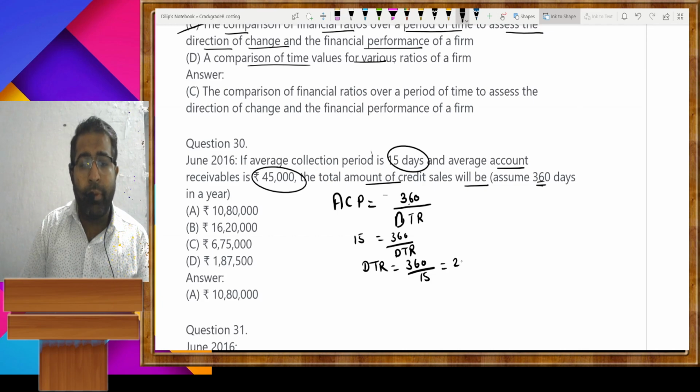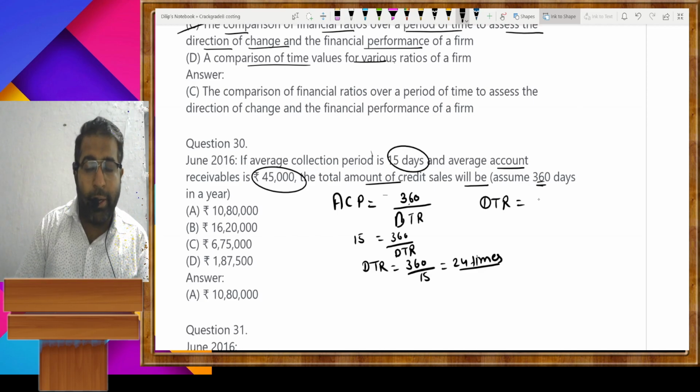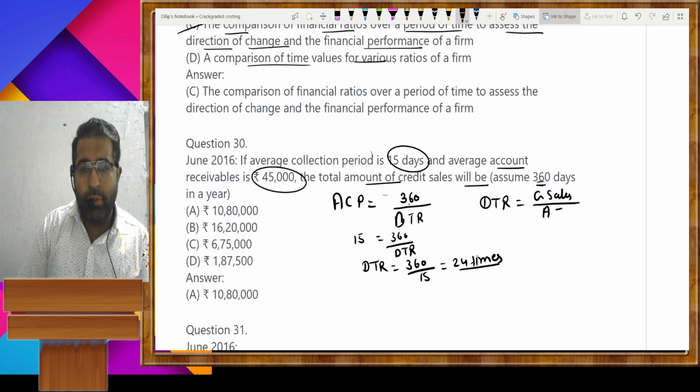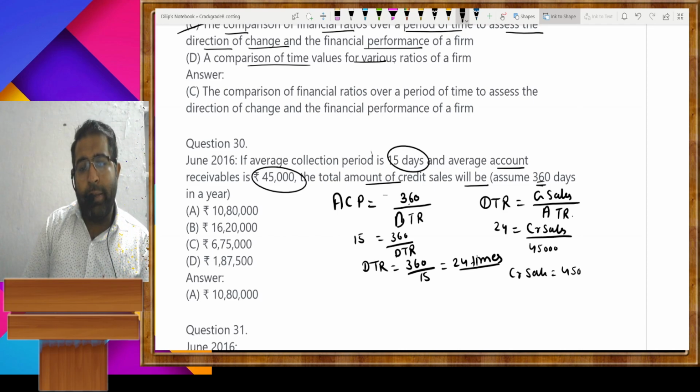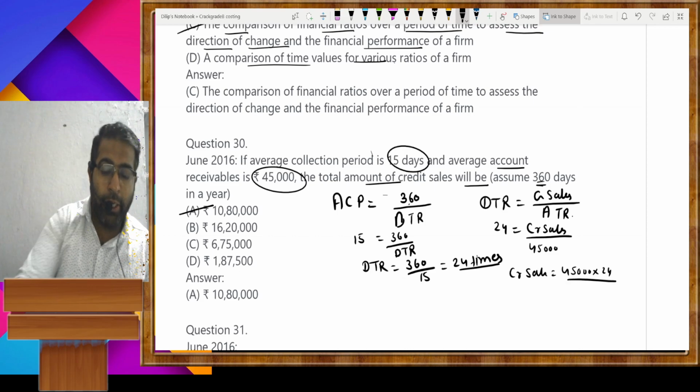That is 24 times. Now, how is the debtor turnover ratio calculated? Debtor turnover ratio is calculated as credit sales divided by average trade receivables. So, debtor turnover ratio we calculated 24 times. Credit sale we don't know, but average trade receivable is given 45,000. So, credit sales equals 45,000 multiplied by 24. Calculated answer is 10 lakh 80,000. Okay.